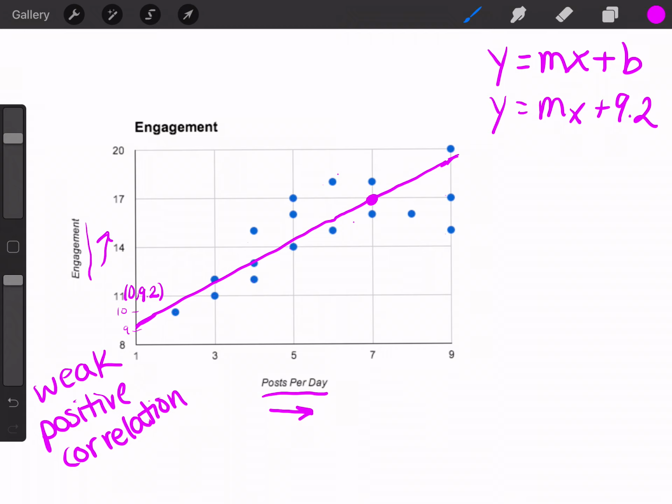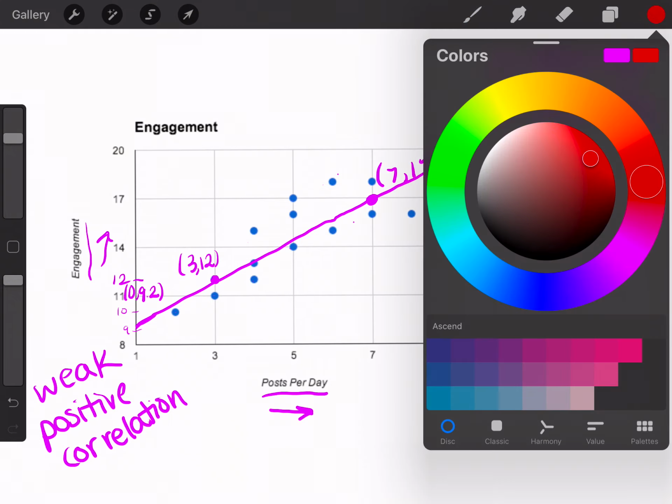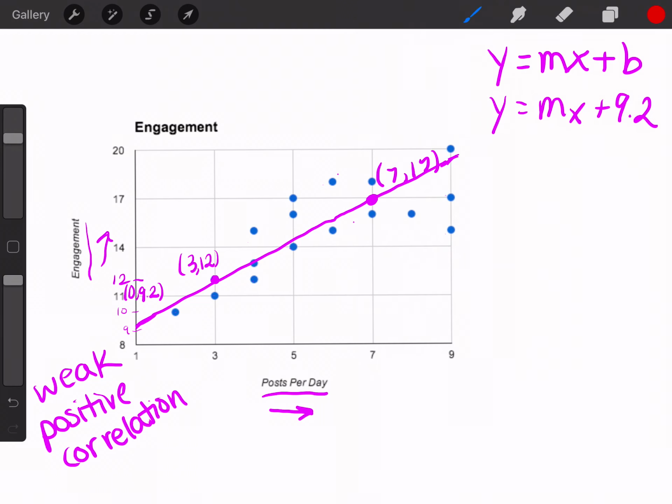Now the next thing I'm going to do, I'm going to find my slope. What I need to do that is I need to have 2 points that are on my line. To do that, I'll pick this point right here, 7, 17. And I'll pick this point right here. I'm going to estimate that's about 3, 12. So now I can use rise over run to find what my slope is. I'm going to draw in my slope triangle just to help me.